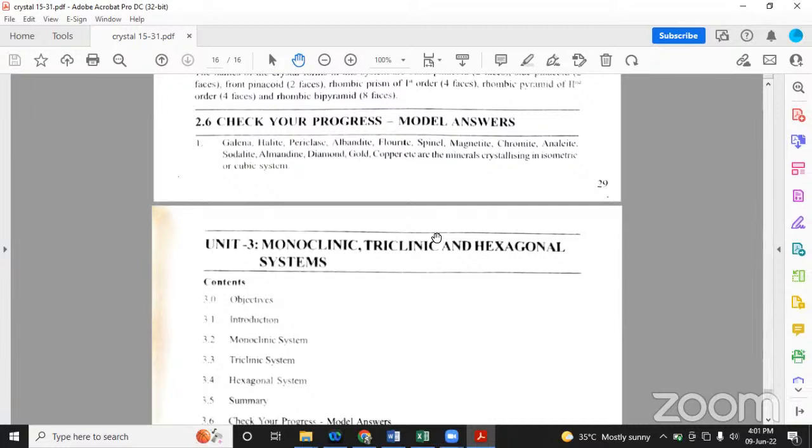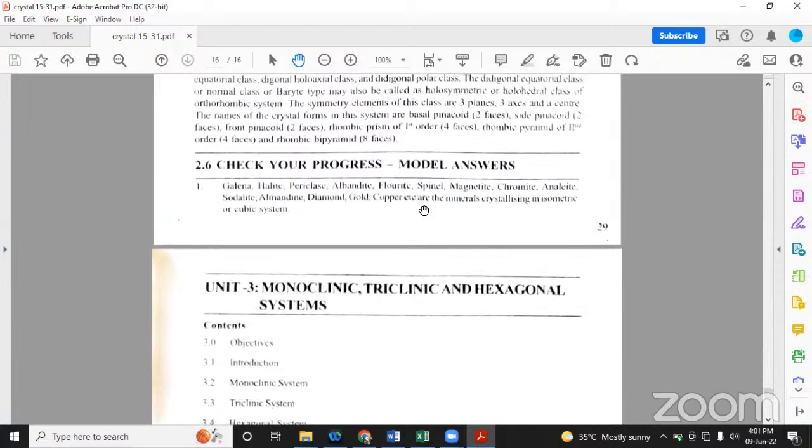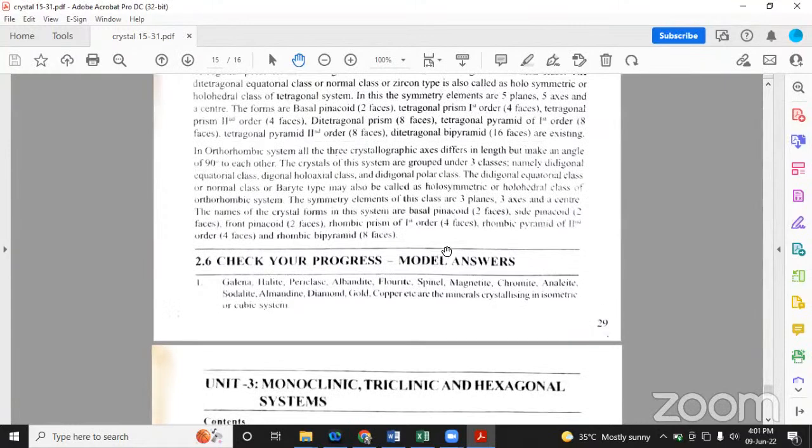Each class is divided and named based on the number of symmetry elements, the number of axes, and center of symmetry, with Miller symbols. There are minerals that come to these systems. For example, galena type is a cubic system. Zircon type is a tetragonal system. Now, finally, we discuss the orthorhombic system.